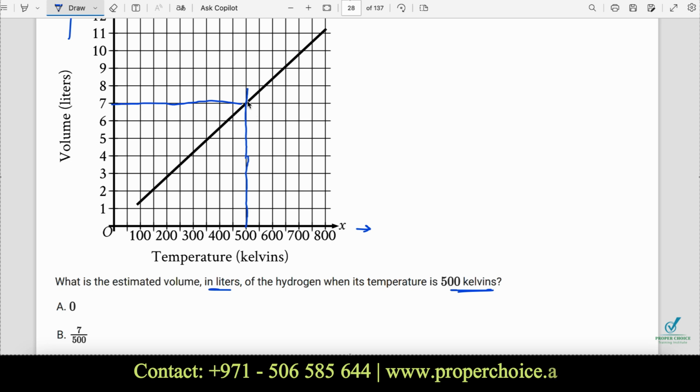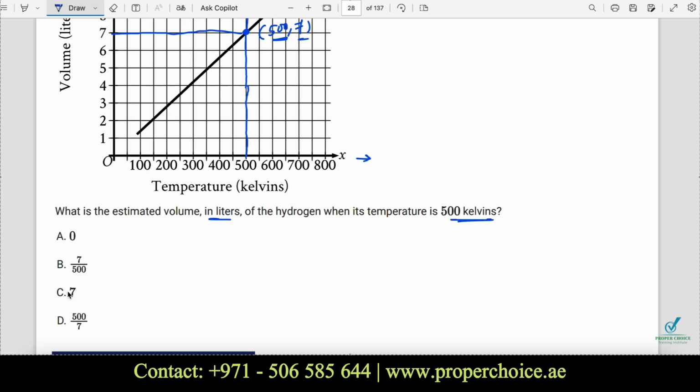So I can see the coordinate of X and Y here becomes 500, 7. So for the temperature of 500, the volume is going to be 7 liters. I can go with option C, which is representing 7 liters.